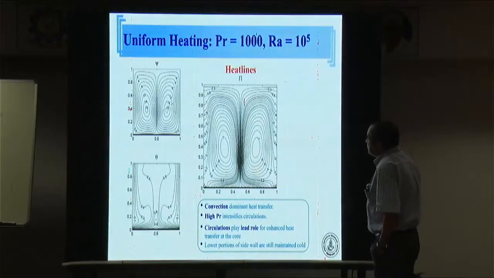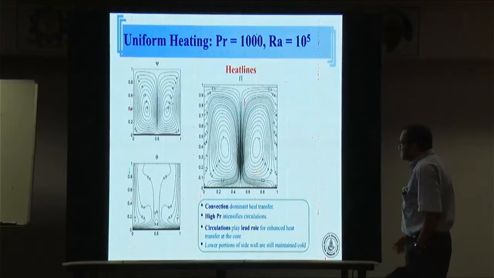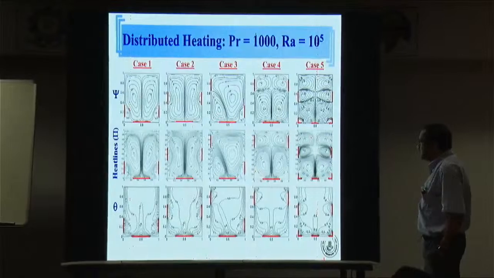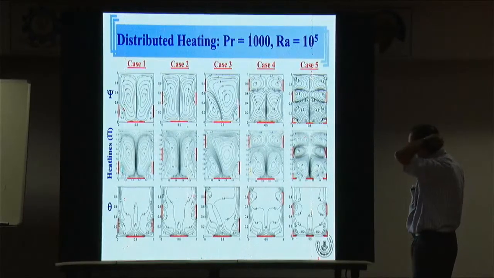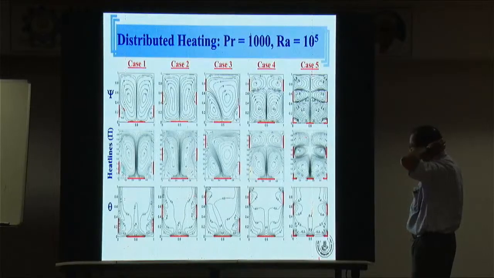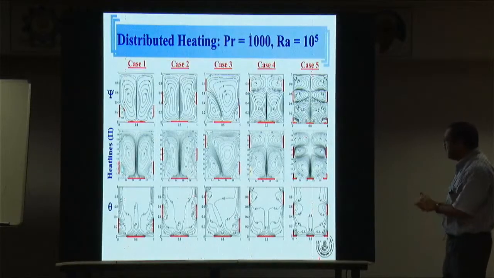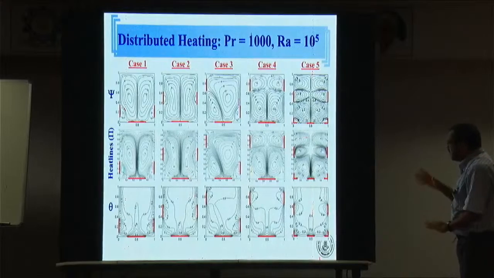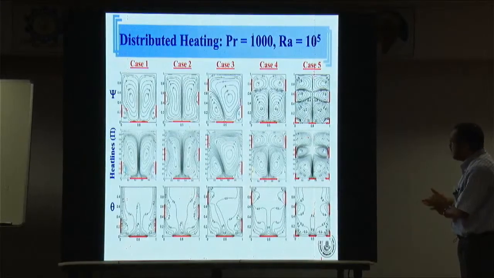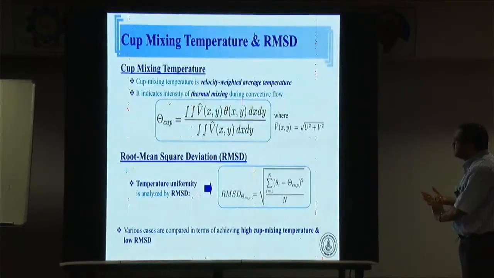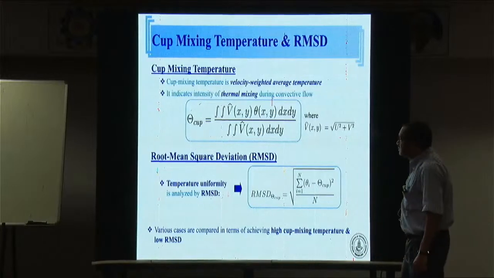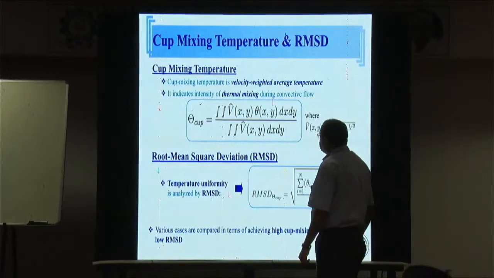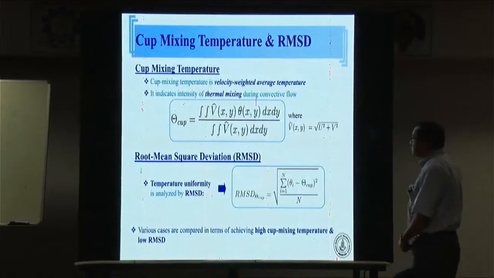Again, that's for a different Rayleigh number, 1000, and in that case, next slide please, we can see that we have different strategies. We have a higher distribution of the energy, and you can see more thermal mixing for higher Rayleigh number. Next slide please. There we talked about the cup mixing temperature, which is a velocity weighted average temperature, indicating intensity of thermal mixing during the convective flow.